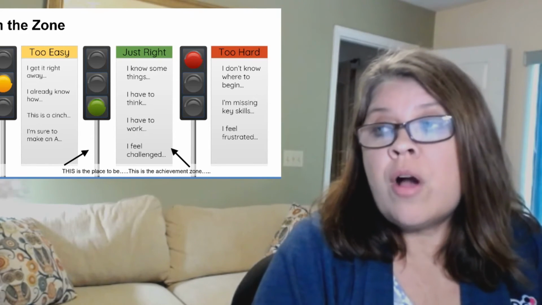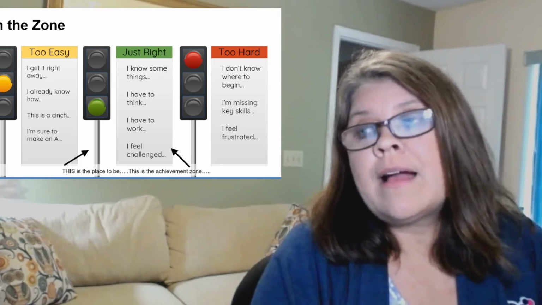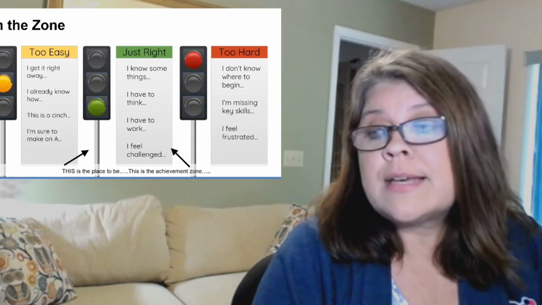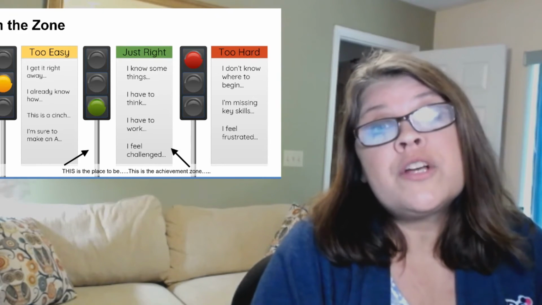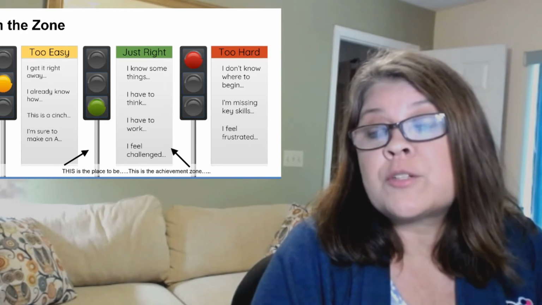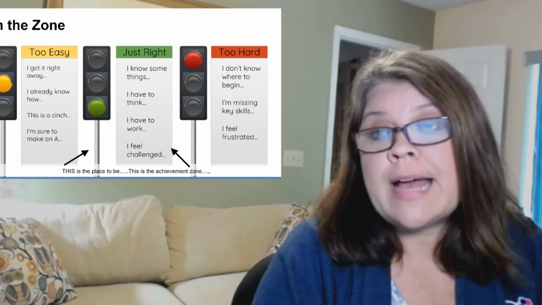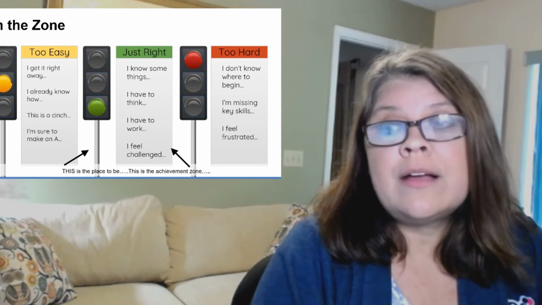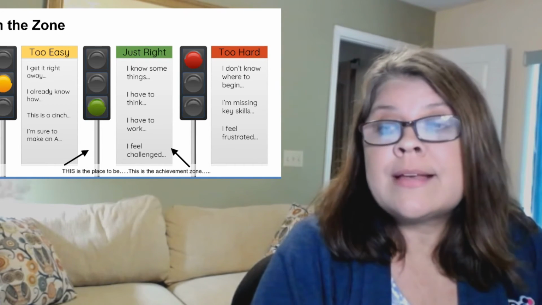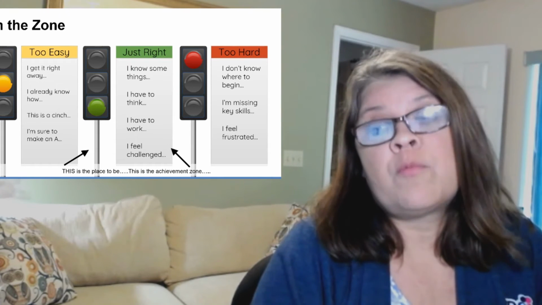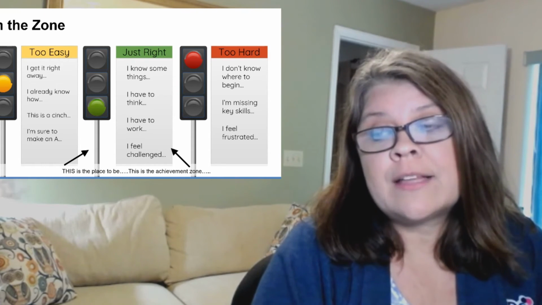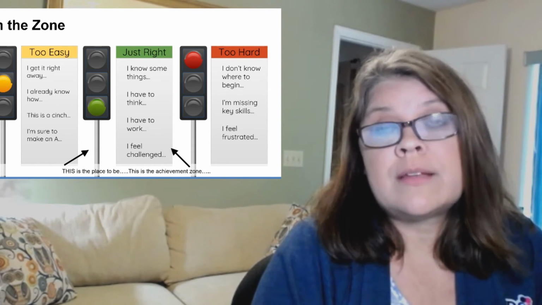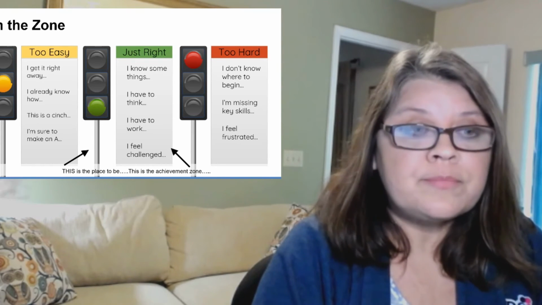And then too hard: I don't know where to begin. Missing key skills. I feel frustrated. Or worse, they might exhibit a behavior to try to get away from a difficult task. You want them in that just right area where they know some things, they do have to think and work, and they do feel challenged, but they are still in the zone. Okay?